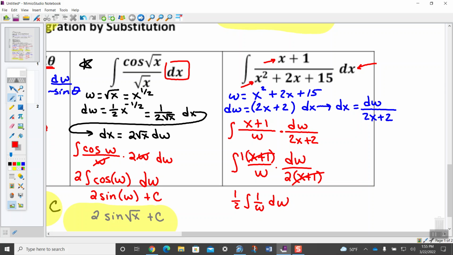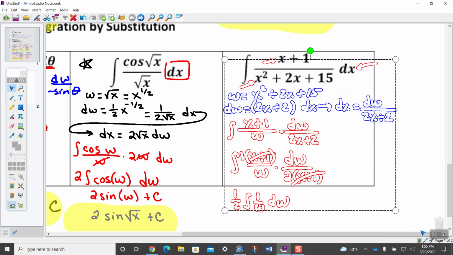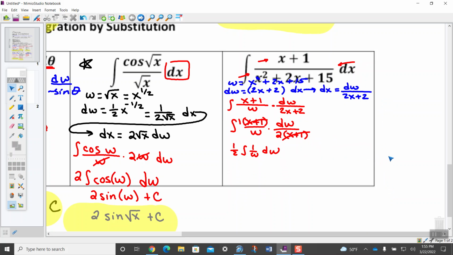Okay? Let's see how good you guys are. What's the antiderivative of 1 over w? Natural log of w, right? So our antiderivative is now 1/2 natural log of w. You've established an antiderivative with respect to w.